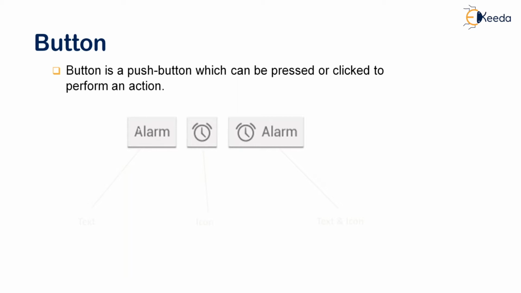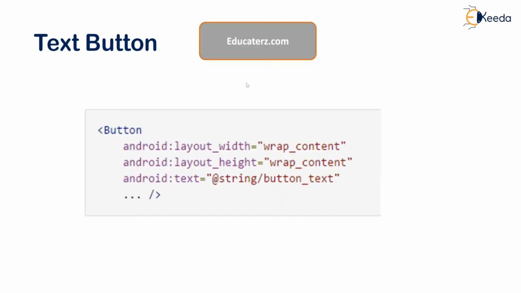The types of buttons are: text-based buttons, where you'll see a label on the button; icon buttons or image buttons, as we call them, where you'll see only the image. By looking at the image, we'll understand what action is going to be performed. The other buttons have both text and image.